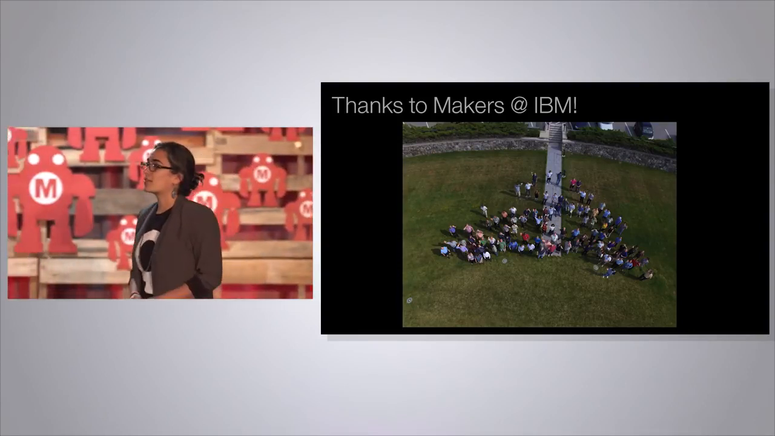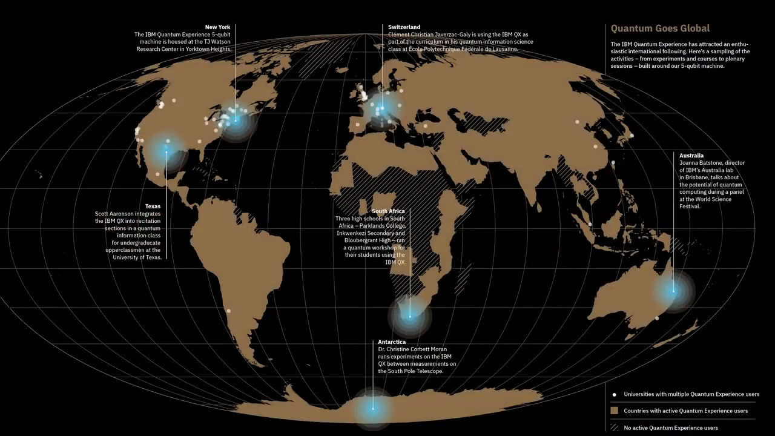We have over 45,000 users worldwide. This is a snapshot of some of them. The white dots represent some of the top universities with the most number of users on the quantum computer. A lot of universities are using it to teach. We have a teacher at EPFL who uses it as part of his quantum information curriculum. We have a teacher at UT Austin. We've got teachers all over the world using it.